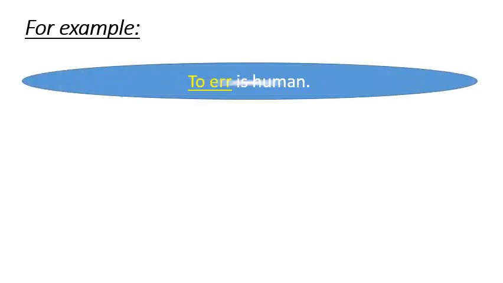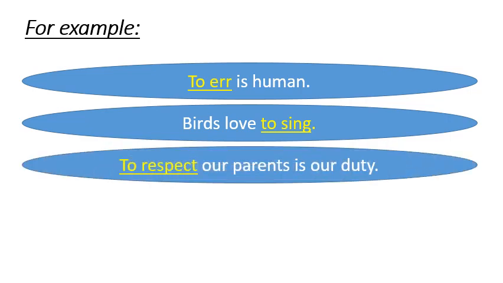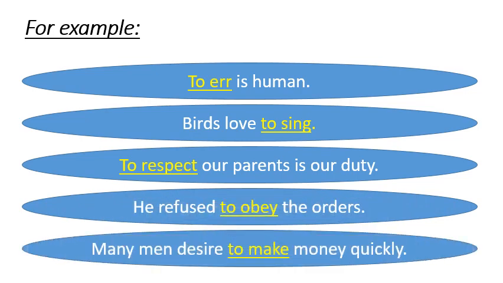To clarify it, let's see some examples. Number 1, to err is human. Err means to make a mistake. Number 2, birds love to sing. Number 3, to respect our parents is our duty. Number 4, he refused to obey the orders. Number 5, many men desire to make money quickly. So here in these sentences you can see that the highlighted or underlined words are to-infinitives and they are all used as nouns.